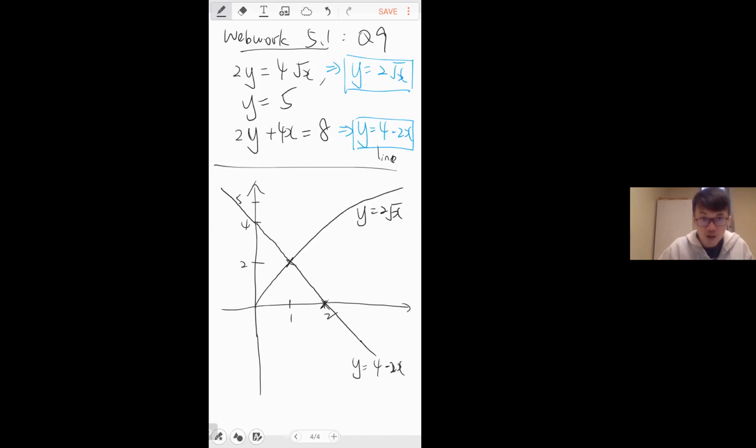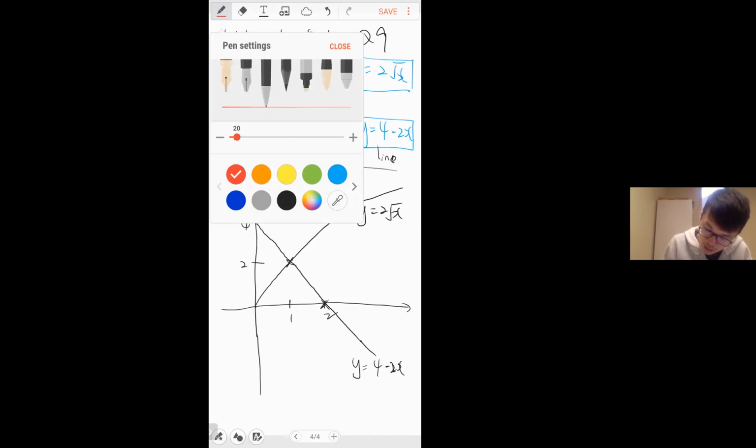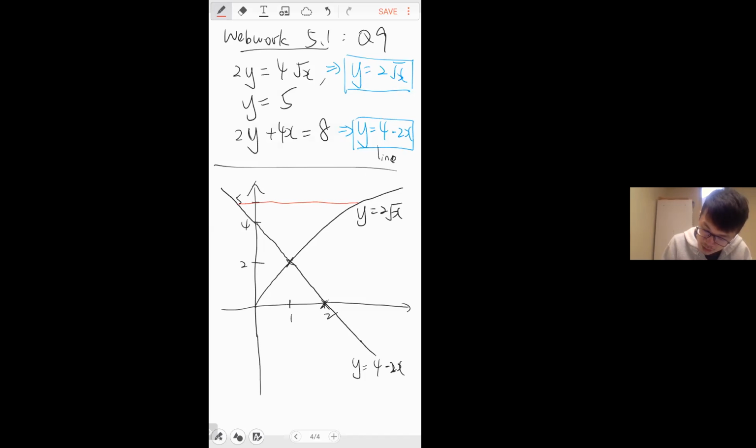This is a really horrible question. So I think the question is asking, from my understanding, you want to find out what this area is. So you do need the y equals 5. This is y equals 5.